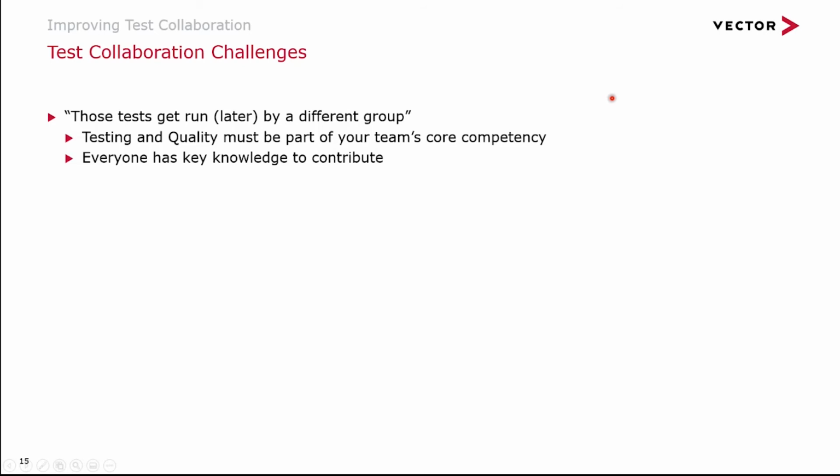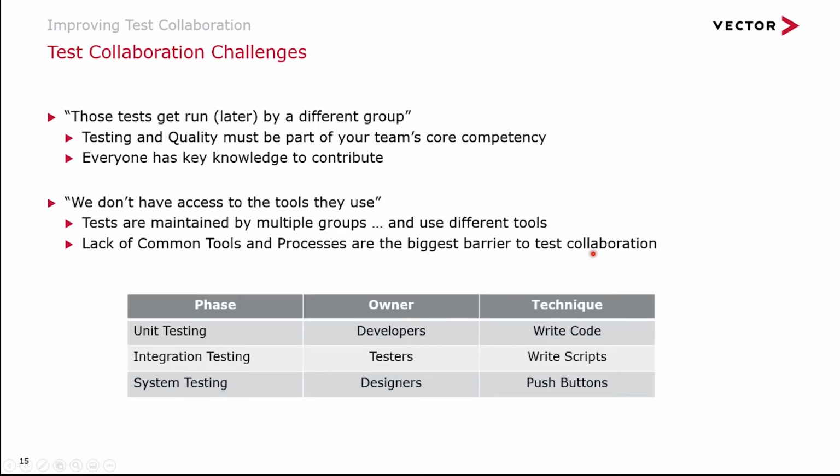So this is an example of siloed data that I think needs to not be maintained, the silos need to be broken down. And I think that in general, testing and quality must be part of your team's core competency, right? So everyone has knowledge to contribute to the test cases, and it's ideal if everyone is free to do that without a lot of friction. Another common thing we hear is that we don't have access to the tools they use, or we don't have access to the target boards that are needed, or a lot of these excuses for why testing can't be shared.